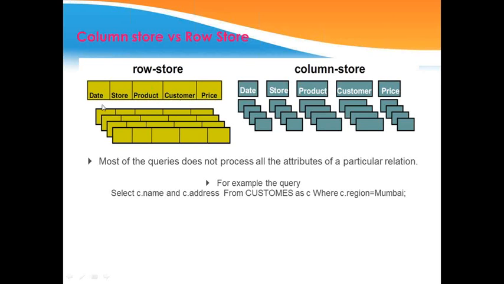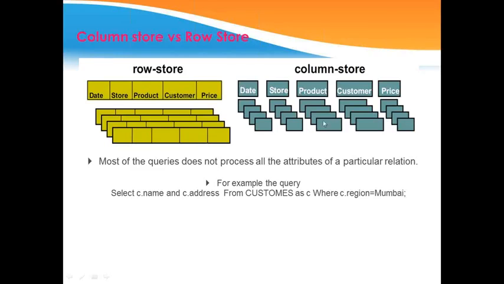But in the row store, what will happen? It reads all the data in this row and only gives these two. Time taken to read all this data is the first challenge. The second is the memory consumed. Unnecessarily it has to read the date column, store column, product column, customer column and price column, and among these it fetches only these two columns' data. So that's what happens in the row store.